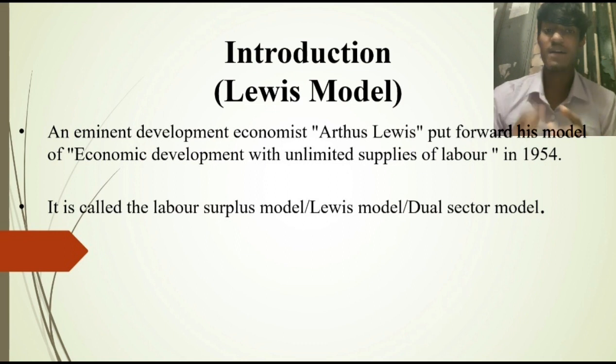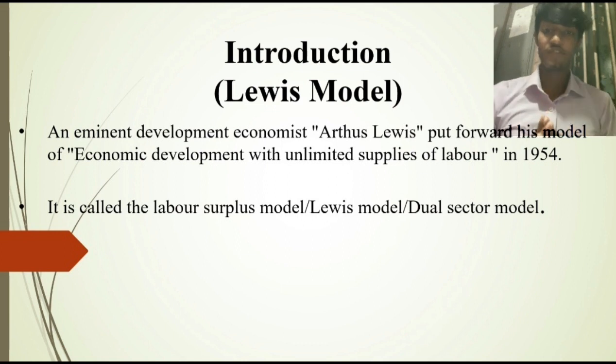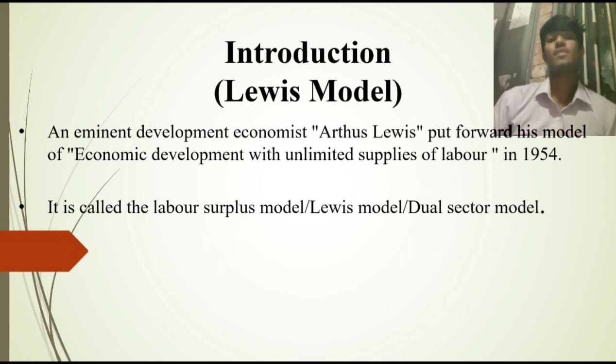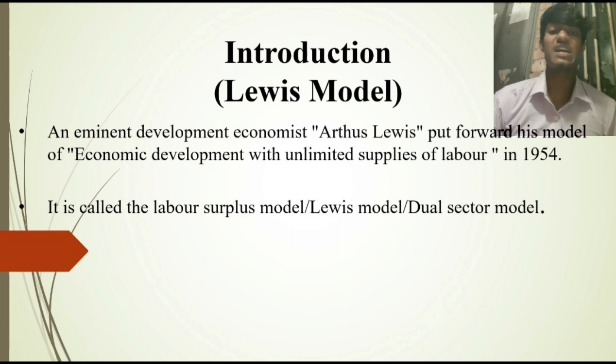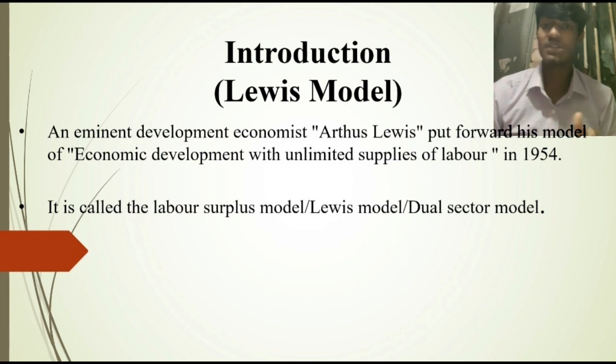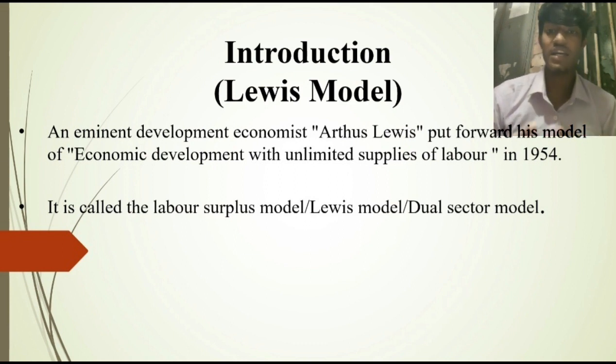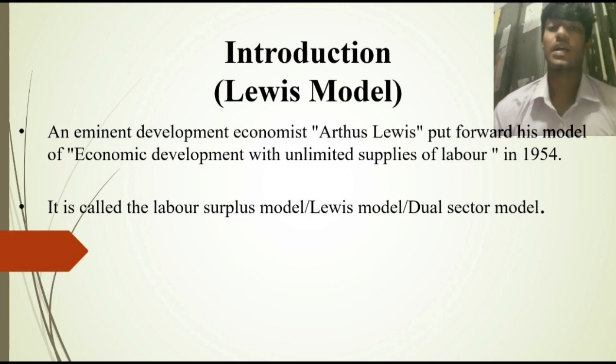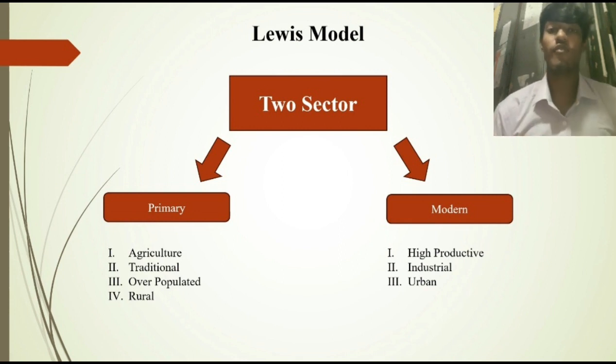The Lewis model has been somewhat modified and extended by Fei and Ranis, but the essence of the two models is almost the same. Both models assume the existence of surplus labor in the economy, the main component of which is the enormous disguised unemployment in agriculture.